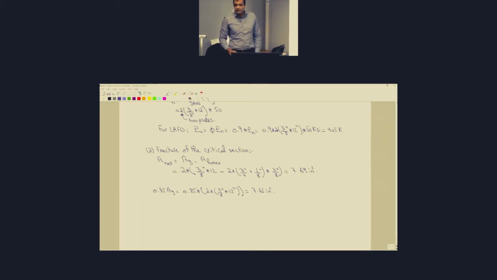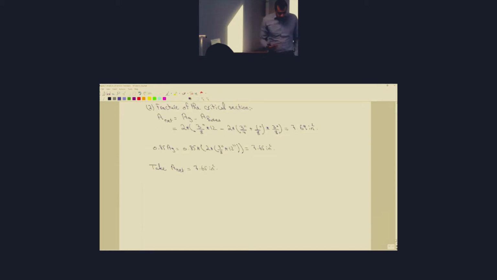That's what the AISC states. The net area cannot be larger than 0.85 of the gross area, okay? So if it's larger, like the case that we have here, we're going to use 0.85 of the gross area. So we're going to take the net area equal to 7.65 square inches. This is only for the connecting plates or connecting members. And of course, U is equal to 1, right? We just have plates, okay?